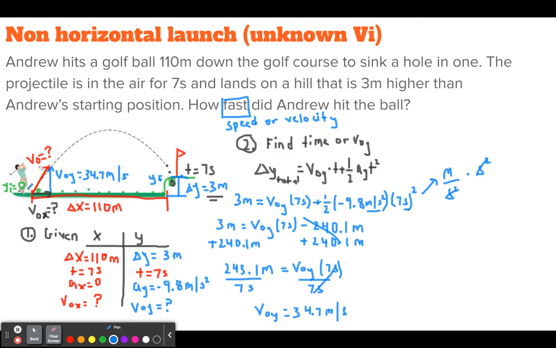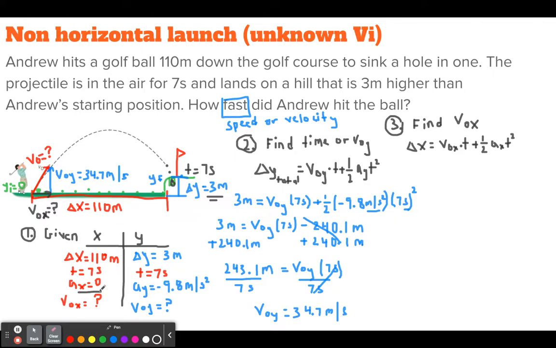We still need the x component of that initial velocity. So we're going to head right to step 3. We're going to use a range equation, but this time, instead of finding range, we're going to use that equation to find the x component of the initial velocity. Okay, so that full equation, we have delta x equals initial velocity in the x times t plus 1/2 times acceleration in the x times t squared.